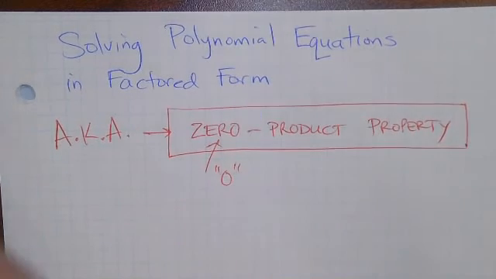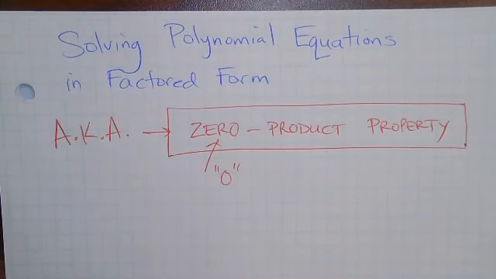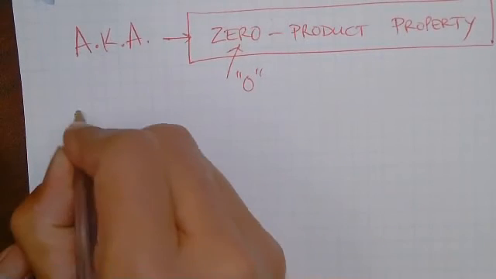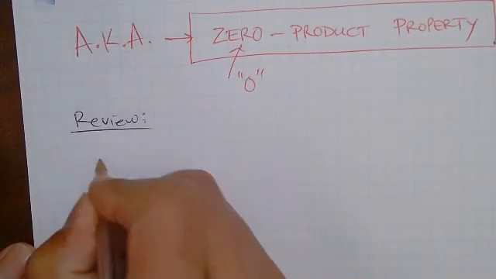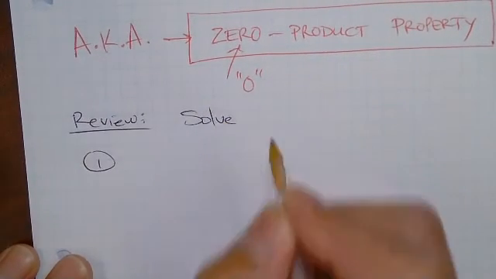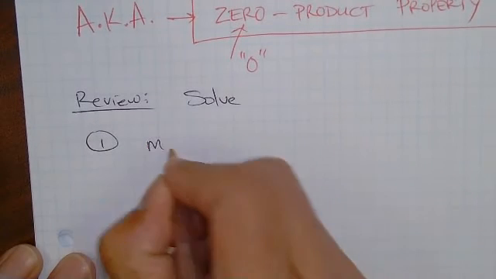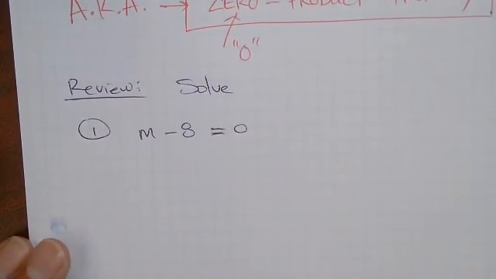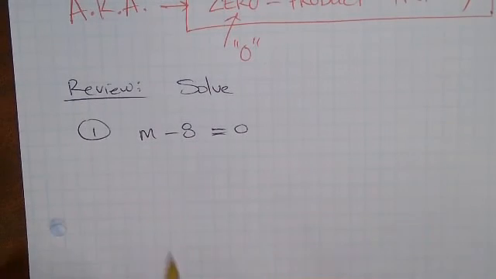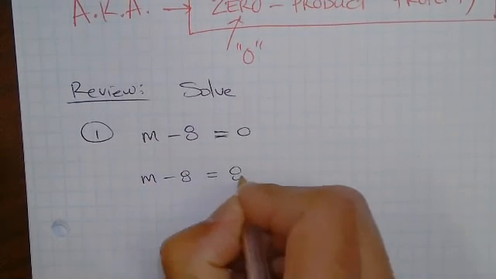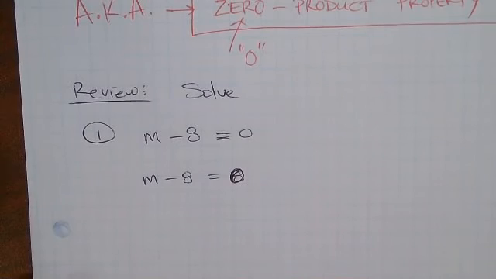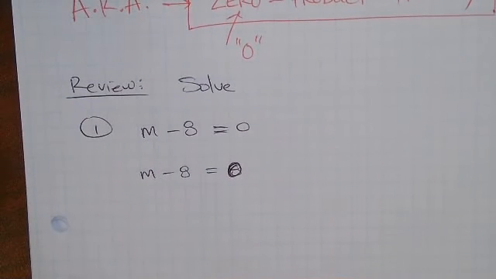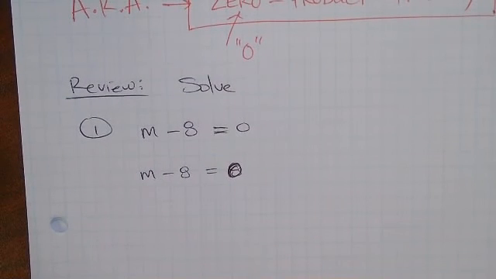Okay. Before we get into the multiplying, let's do some simple solving equations. Yes, let's review here, because I know you know this. Here's number 1. Ready? I want you to solve these. You're going to give me answers. What if I put m minus 8 equals 0? Notice that it says equal to 0. Well, how would you solve that? Wouldn't it be 8? Because 8 minus 8 equals 0. Very good.